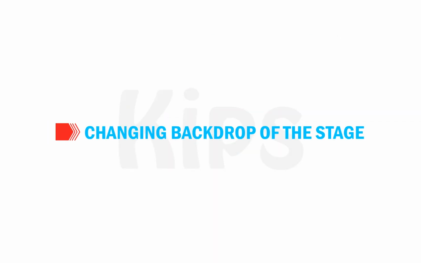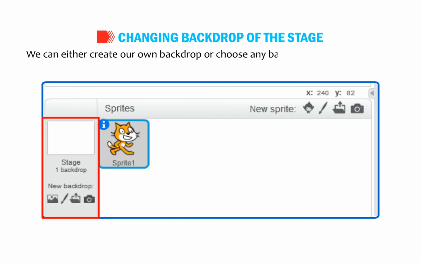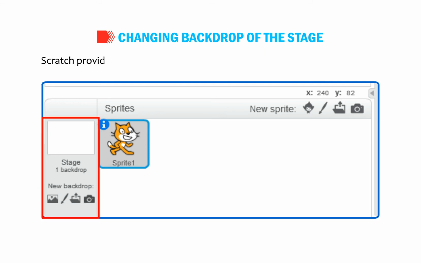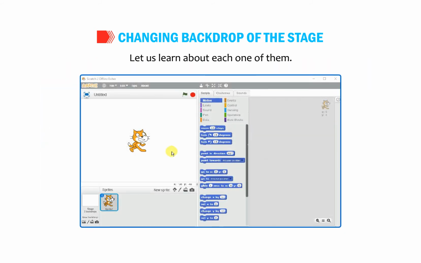Okay, let us find out how to change the backdrop of the stage. The new backdrop icons are used to change the background of the stage. We can either create our own backdrop or choose any backdrop from the available built-in options. Scratch provides 4 different options to change the backdrop of the stage. Let us learn about each one of them.